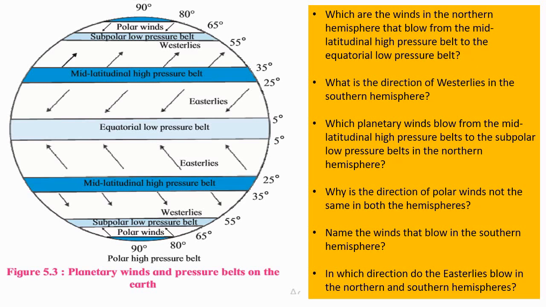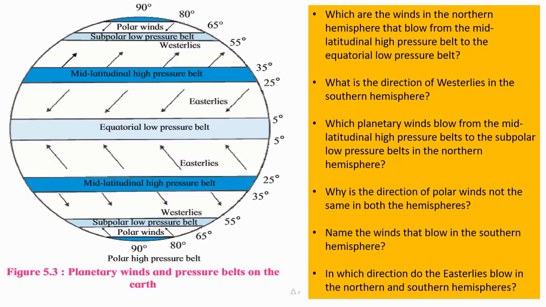Next, what is the direction of westerlies in the southern hemisphere? The westerlies blow between 35° to 55° parallels in both the hemispheres. As you can see, the direction of the arrows are pointing from west to east. So the flow of wind is from west to east. Therefore, westerlies blow from northwest to southeast in the southern hemisphere.